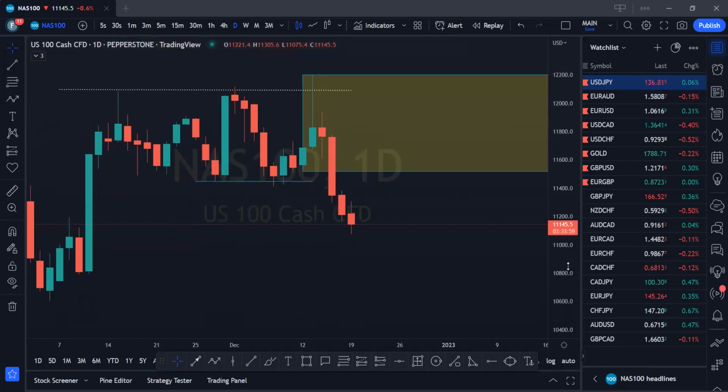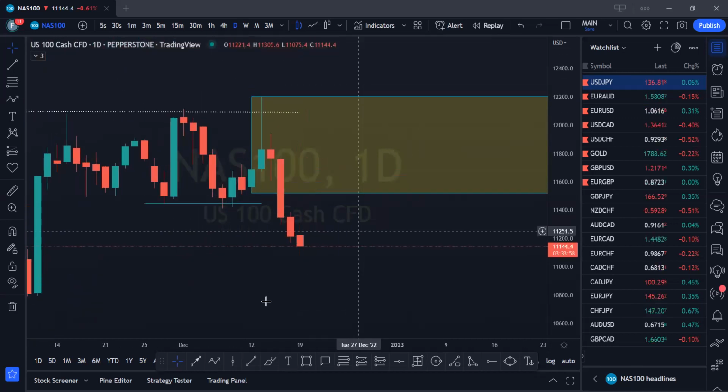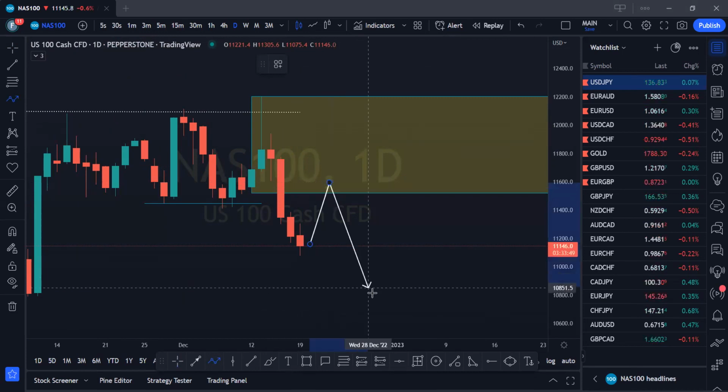good. So on NAS right now, what I would do if I'm to trade NAS is to wait for price to come here. When this happens, then I look for sales. As simple as that.